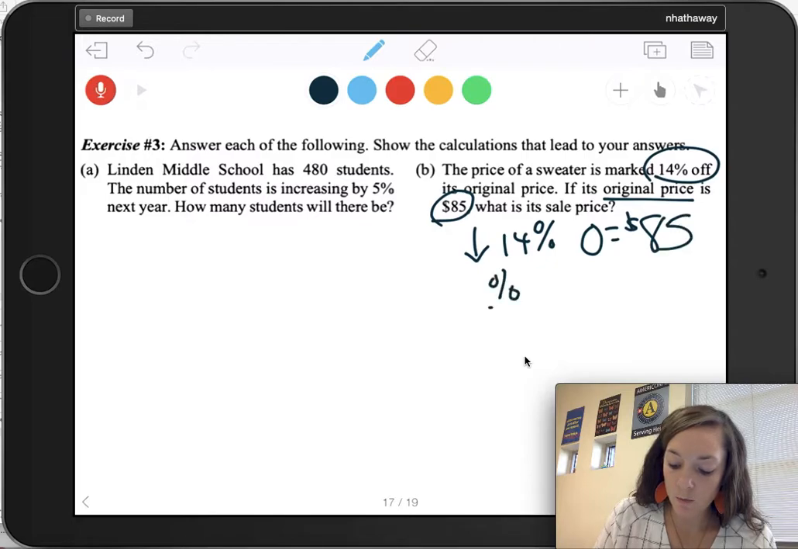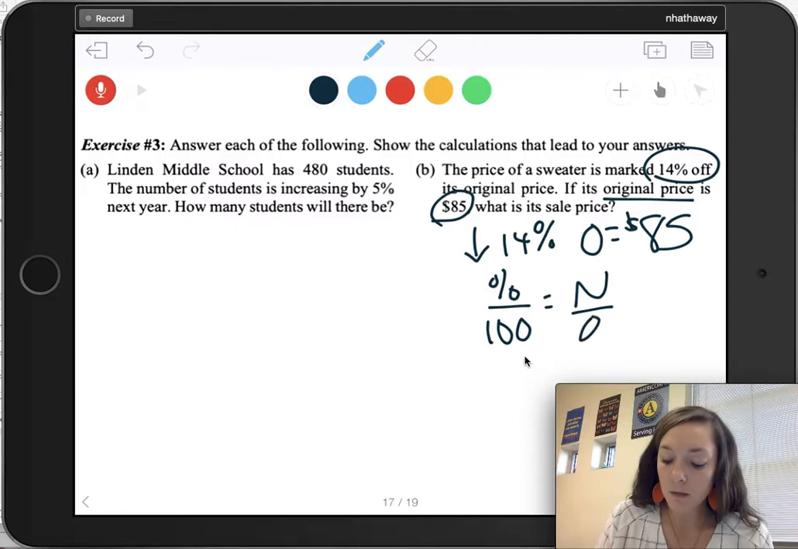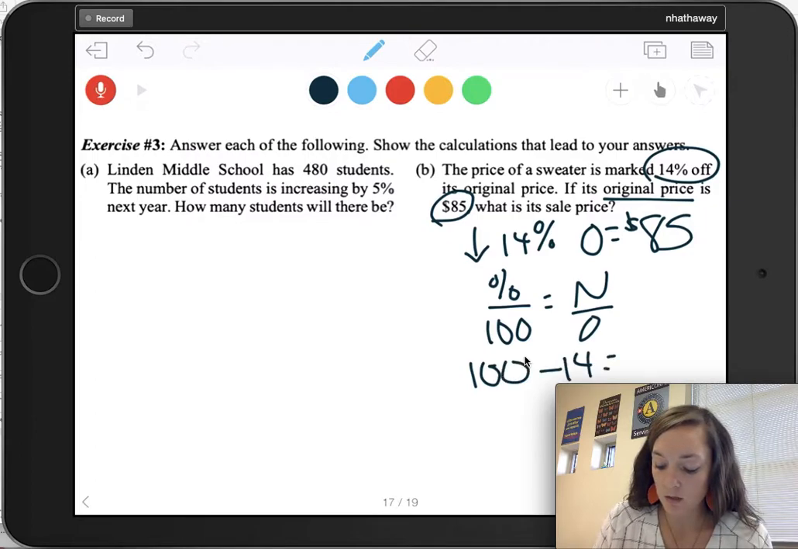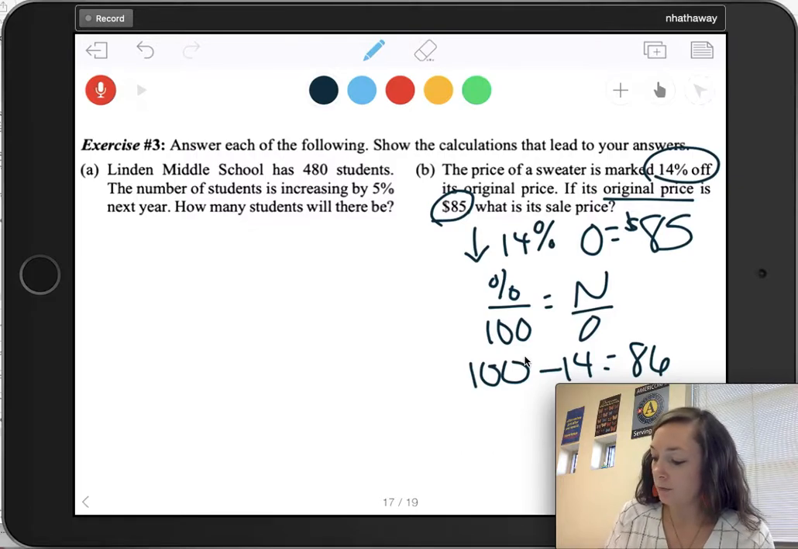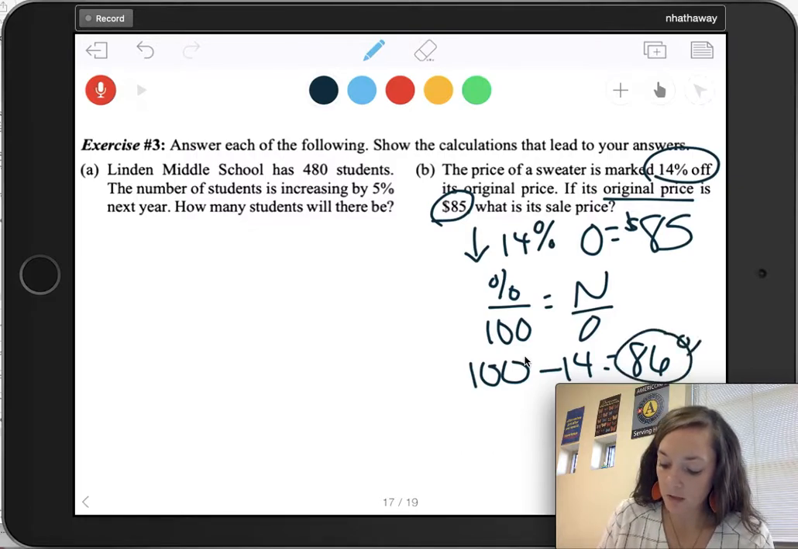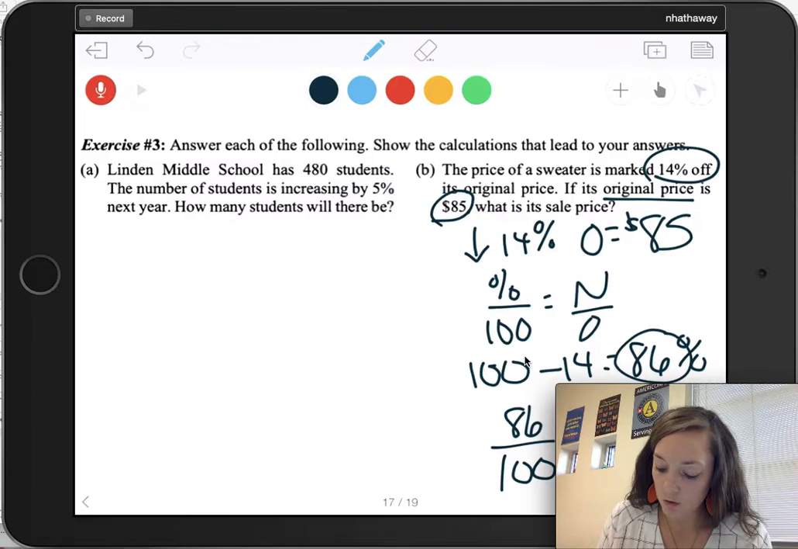So let's write our proportion here. Percent over 100, new over original. I'm going to take that 100%, which is my original percent, and take away 14 this time to give me 86. So now this is my new percent. So I'm going to put my percent 86 over 100 equal to, I don't know my new price yet, but I do know the original price was 85.